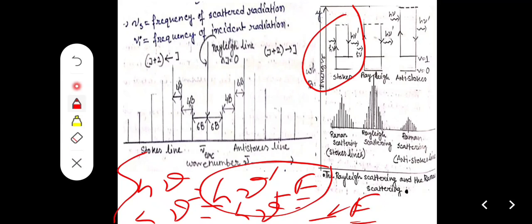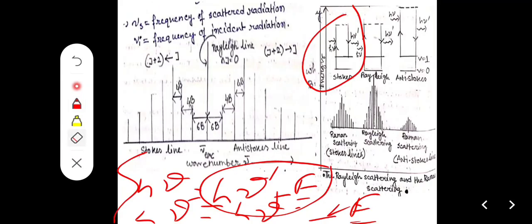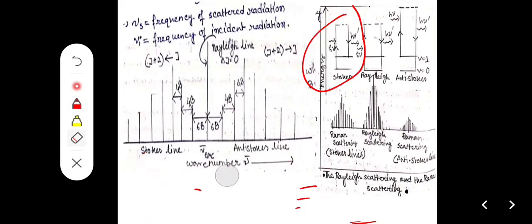That is, h nu equal to h nu dash plus E should be the anti-Stokes line, and h nu equal to h nu dash minus E should be the Stokes line. Now we consider that Rayleigh scattering should be the highest intensity.